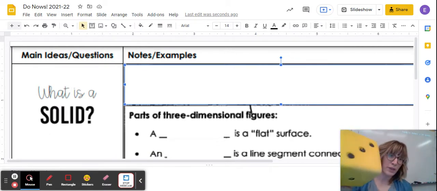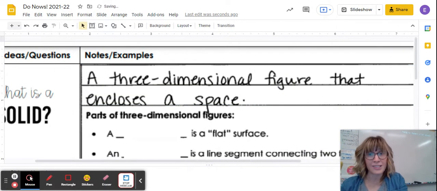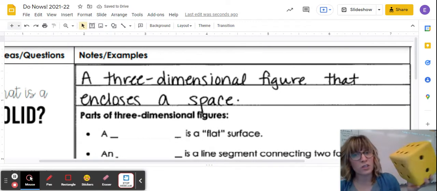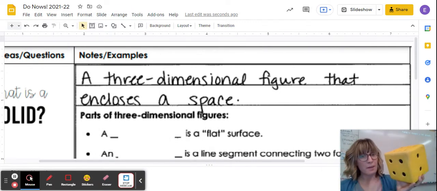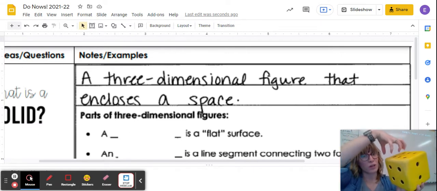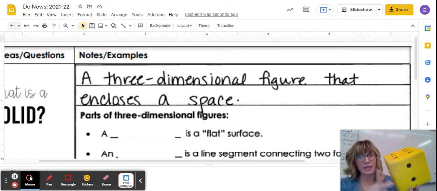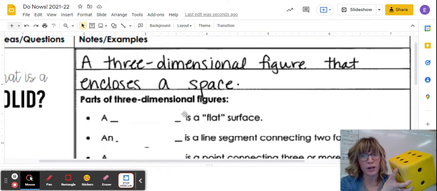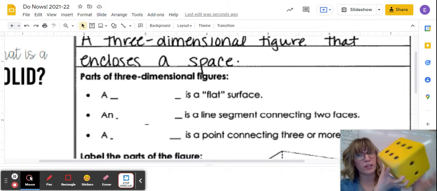In order for this to be three-dimensional, you could say that a solid is a three-dimensional figure that encloses a space, right? So there is space inside of here that's being taken up, and it's created in a specific way. So there are parts that come together to make a three-dimensional figure.